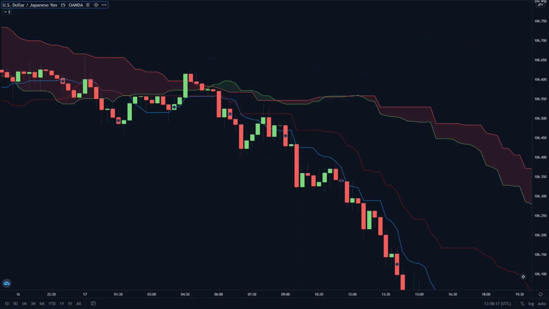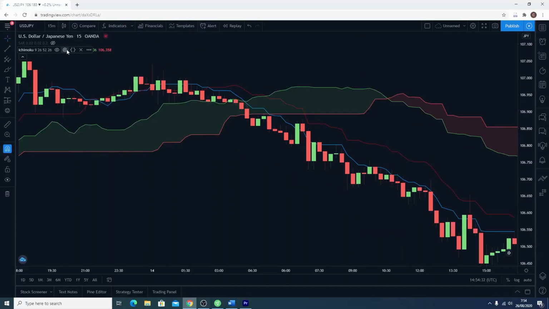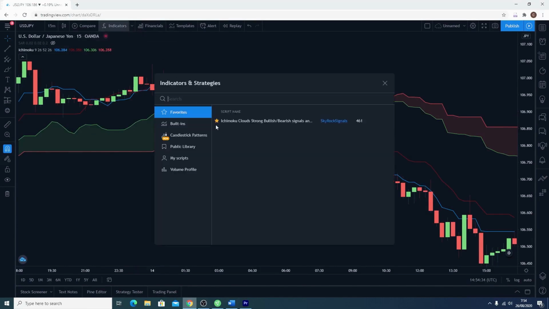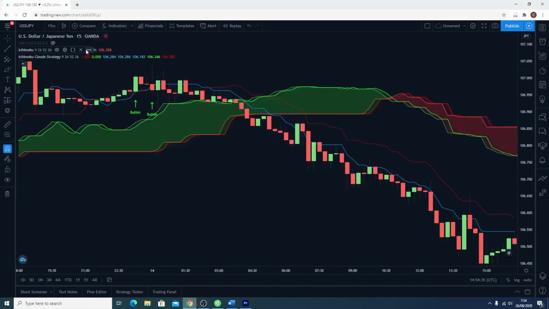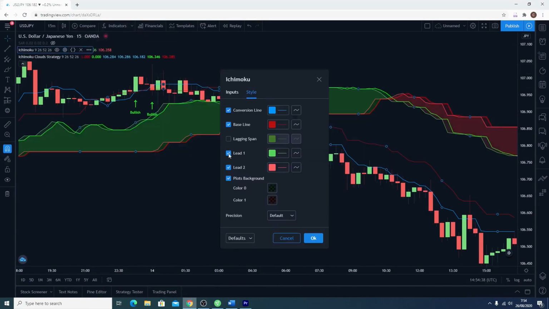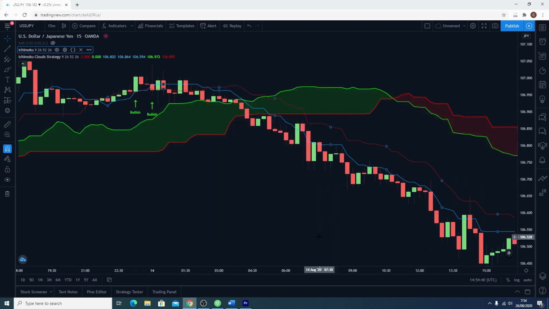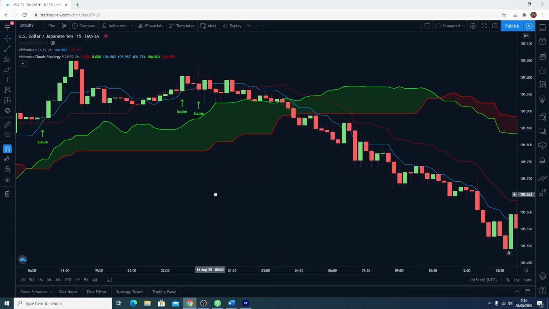But even with the simplicity of the indicator, even I get confused sometimes when backtesting because it's so messy. So I recommend using this indicator on TradingView by Skyrock Signals. It helps us determine when to take long and short positions by giving signs like this.